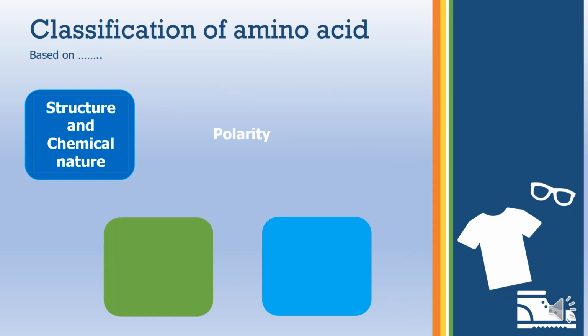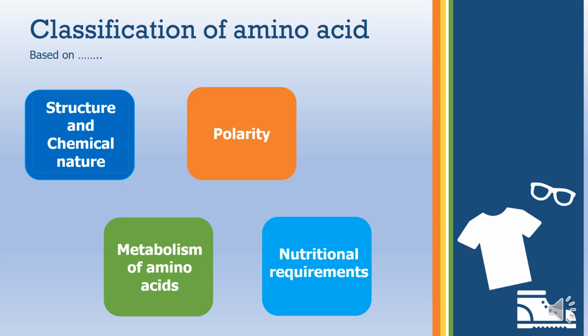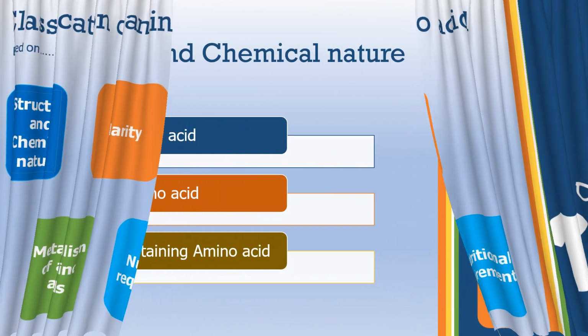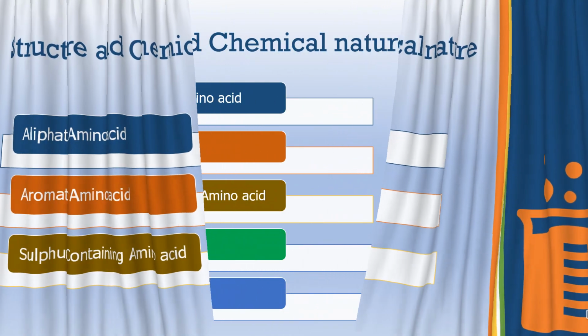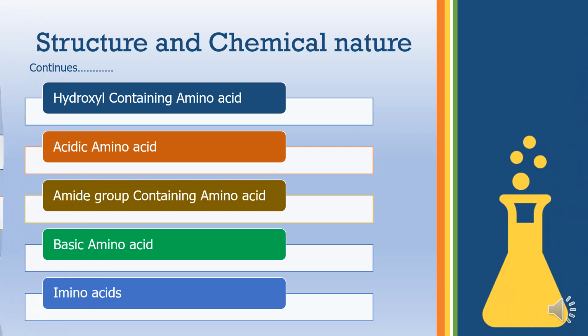Let us see the classification of amino acids. For example, in a research part, data will be analyzed by gender, age-wise, etc. Similarly, amino acids are classified based on structure and chemical nature, polarity, metabolism of amino acids, and nutritional requirements. Based on structure and chemical nature, such as aliphatic amino acids, aromatic amino acids, sulfur-containing amino acids, acidic amino acids, amide group-containing amino acids, basic amino acids, and imino acids.